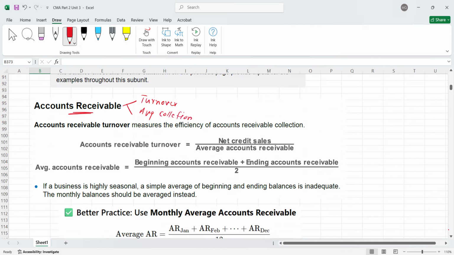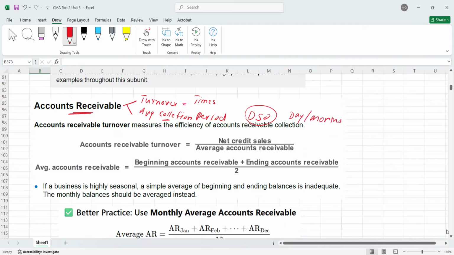So average collection period is also called days sales outstanding in receivable. So DSO, shortcut, that I'll show you, don't worry. So now the question is, what do we mean by these two ratios, turnover and average collection period? Actually, turnover ratio will give you answer in times, and average collection period will give you answer in days or months.